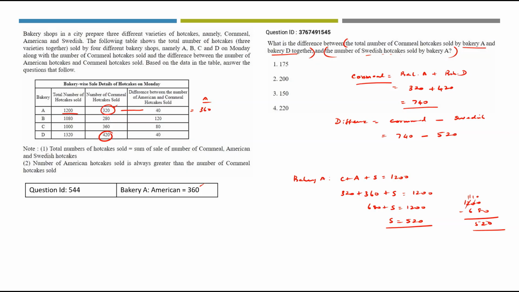So we will substitute 520 here. Now subtract 740 and 520. 0 minus 0 is 0. 4 minus 2 is 2. 7 minus 5 is 2 again. So the difference between these two values will be 220. Option number 4 will be the right answer.